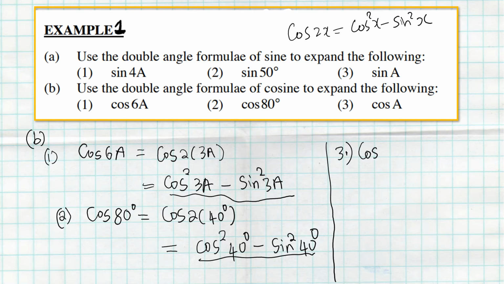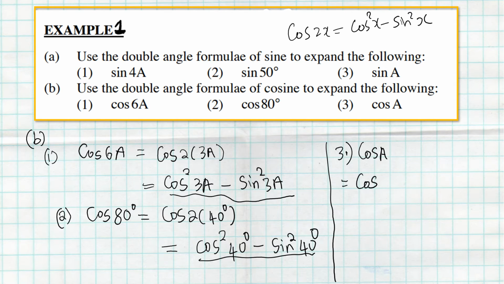Interesting one. You have cos A. Can you see? Cos A. And this is where most learners don't actually believe that this can be written as double angle of cos, because you have to manipulate this expression so that it can really show that it can be written as double angle of cos. So that's where it gets a bit challenging.